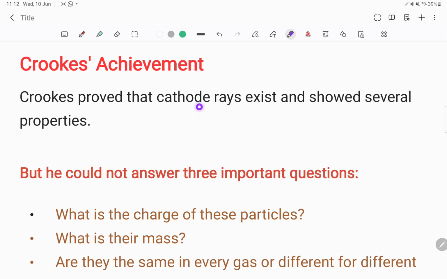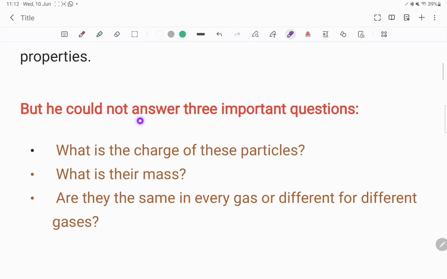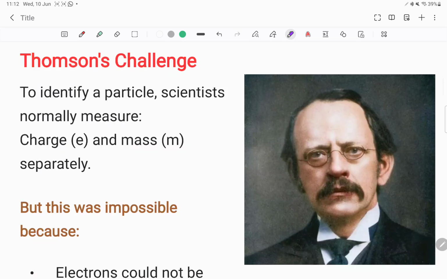Crookes proved that cathode rays exist and showed several of their properties. But he could not answer three important questions. What is the charge of this particle? What is its mass? Are they the same in every gas, or different for different gases? So J.J. Thomson realized that this debate would only be settled through quantitative measurement.